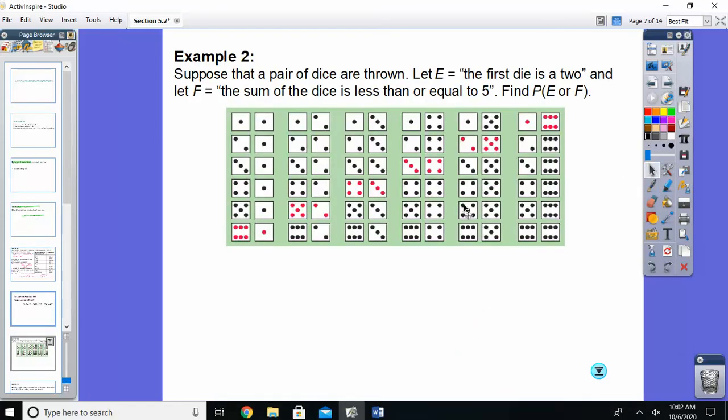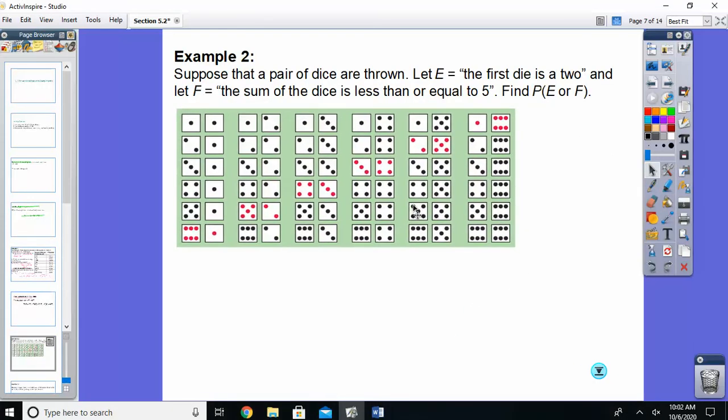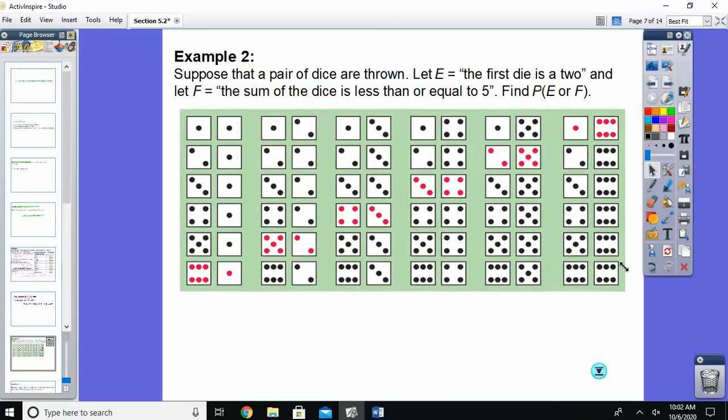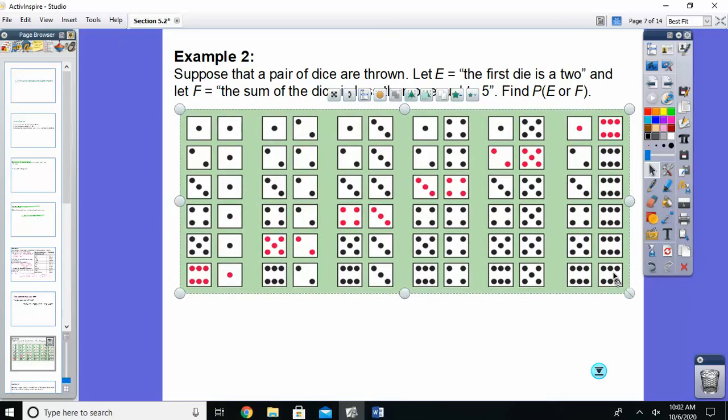Alright, suppose that a pair of dice are thrown. Here I put a diagram showing you if you roll 2 dice, the combinations, a 1 and a 1, a 1 and a 2, and so forth. Let E be the event the first die is a 2, and F is the event the sum of the dice is less than or equal to 5. Find the probability of E or F.